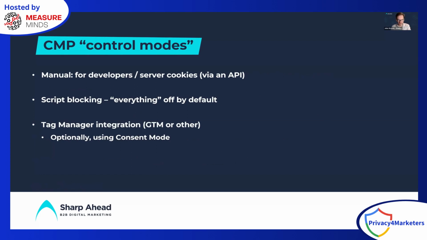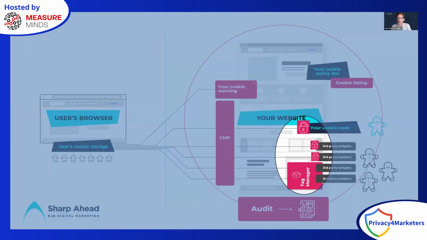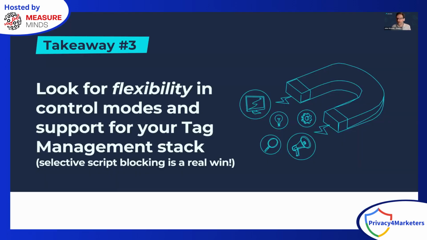Anyway, back to those different control modes that the CMP provides. Truth is, in most tech stacks, you are going to need to use more than one of those. You might use script blocking for some things. You might use tag manager integration. You might have to use an API for some functionality that just isn't accessible except via the back end of the web server. So again, look for flexibility there. A good CMP should support all of those methods, and you should be able to pick and choose between them.